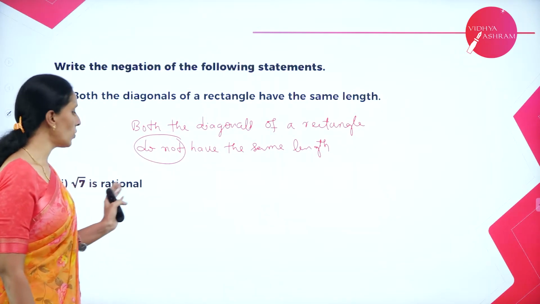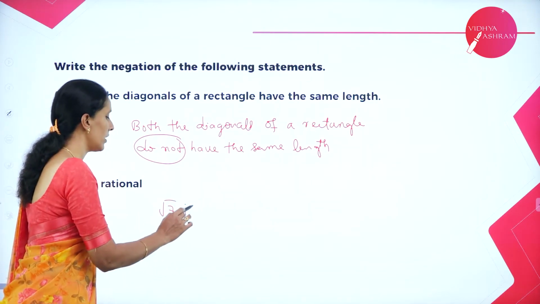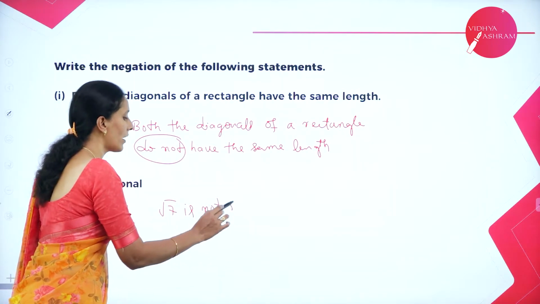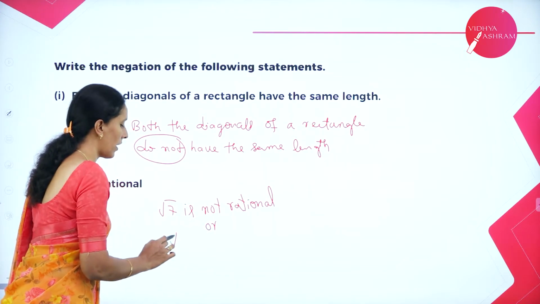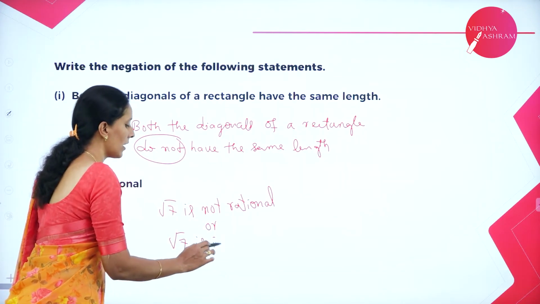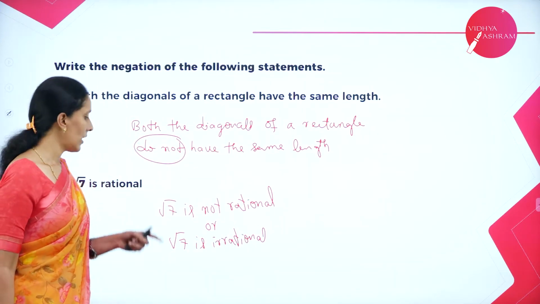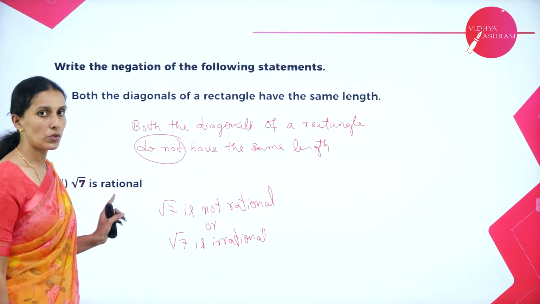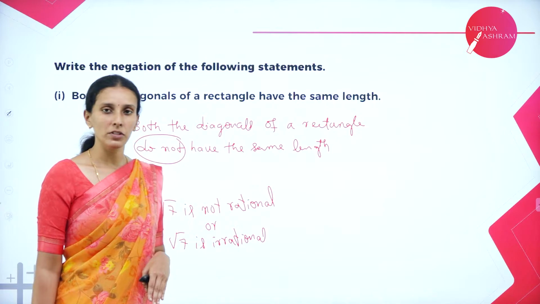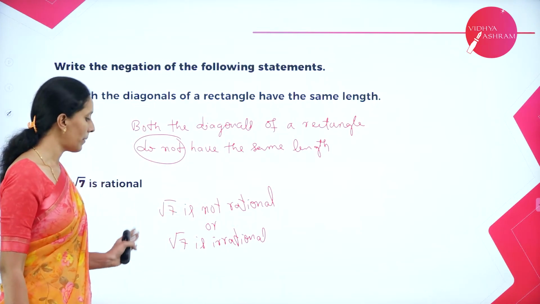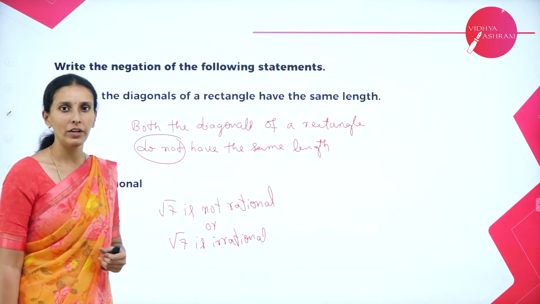Next one is given: root 7 is rational. How to negate it? We can write root 7 is not rational, or we can write root 7 is irrational. The given statement is false because root 7 is not a rational number. So therefore, "root 7 is irrational" becomes the true statement. So how to negate it? By taking "not" or by writing exactly the opposite word to the given word.